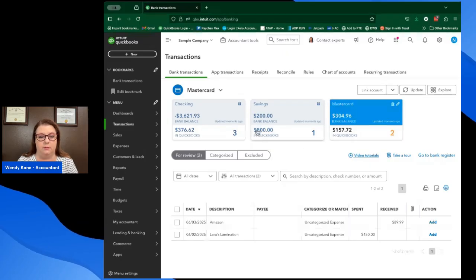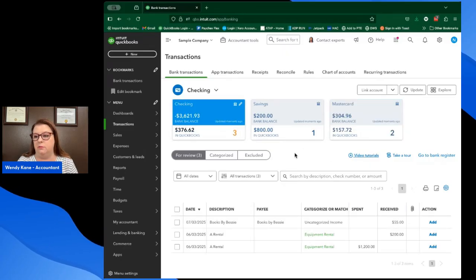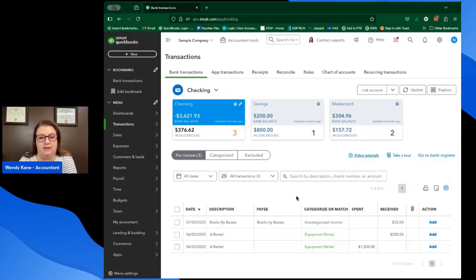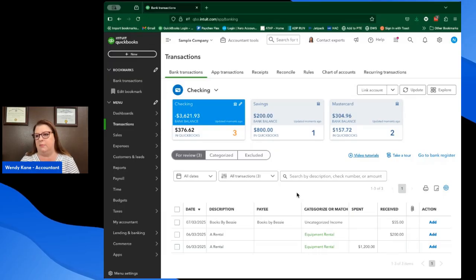Okay, so if you're doing this on your own, you know that these transactions down here are the transactions that have gone through your account. And so you should be, on a weekly, monthly, daily basis, whenever you have time, entering these transactions so that they actually get in QuickBooks. So let me explain these numbers up here.